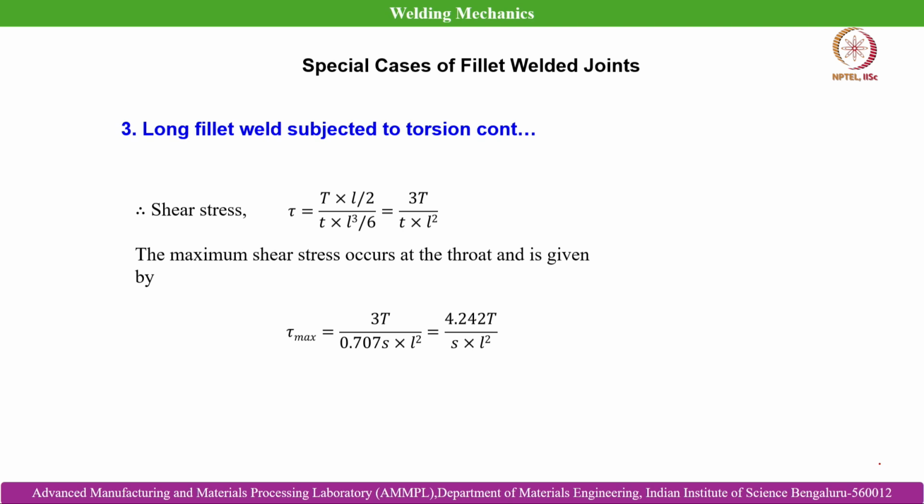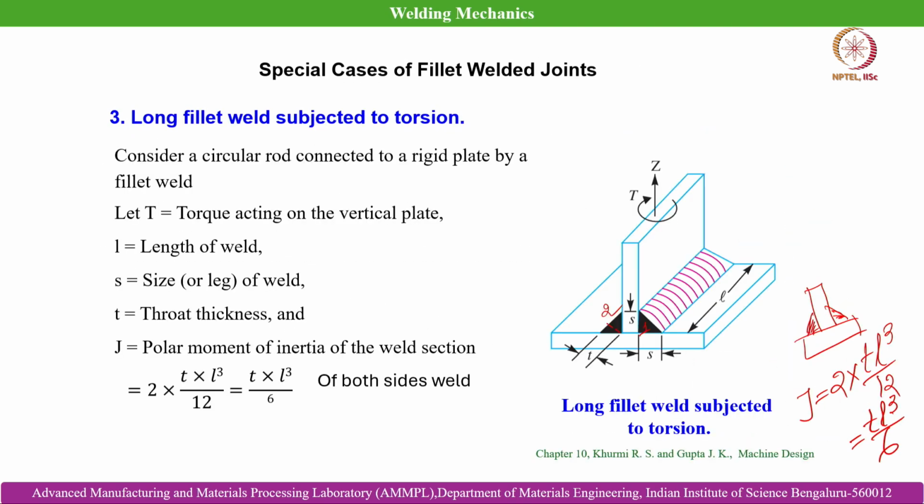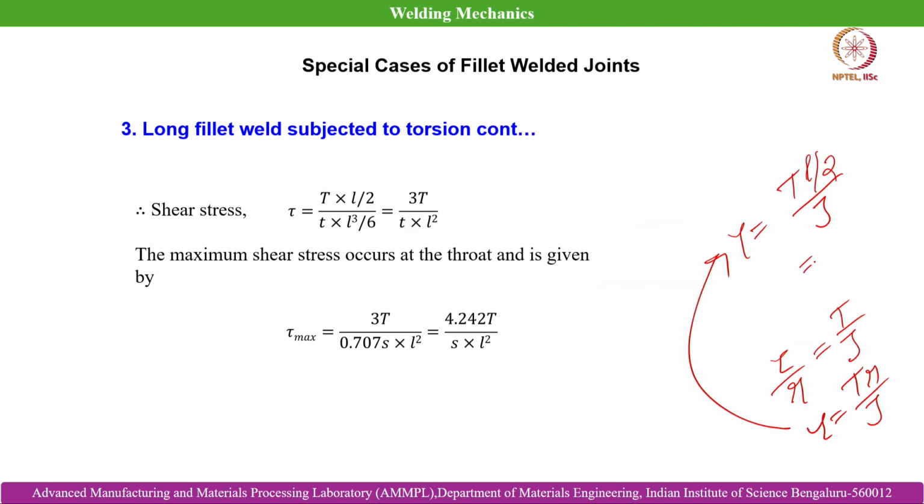So, how can we calculate the shear stress? As we know, tau by r is equal to T by J. That means tau is equal to T r by J, where T is the applied torque, J is the polar moment of inertia, and here r is equal to L by 2, which is the total length of the weld. So that becomes tau is equal to T times small l by 2 divided by J. J we have already evaluated: J is equal to small t L cube by 6. So, T L by 2 divided by small t L cube by 6, that means into 6 by small t L cube. Then we can arrive at this expression.